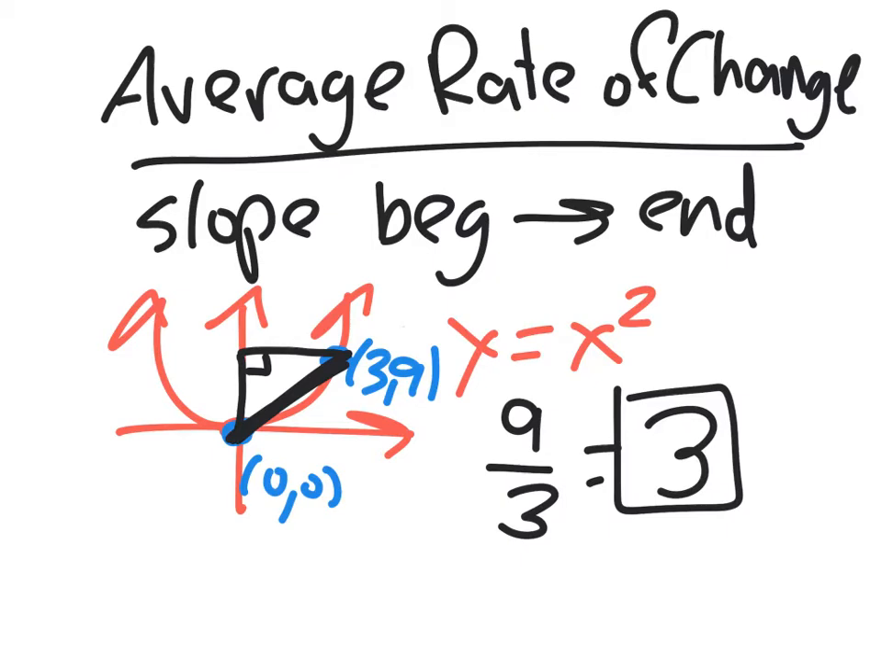So again, average rate of change is just from beginning to end, the slope of the line, and it can really help to graph the function in order to see how that's going to work. Let me know if there are any other questions on this topic.